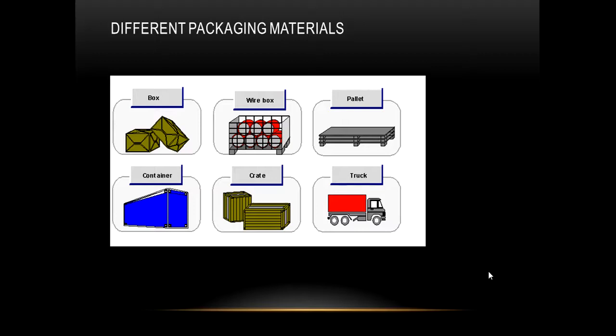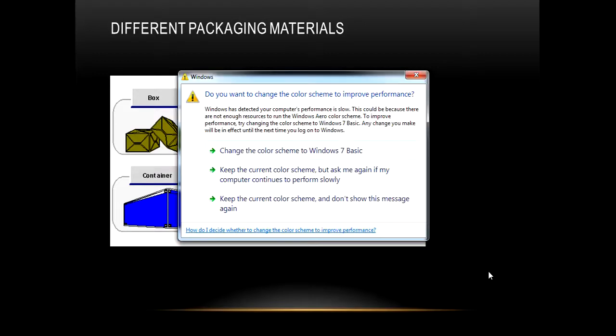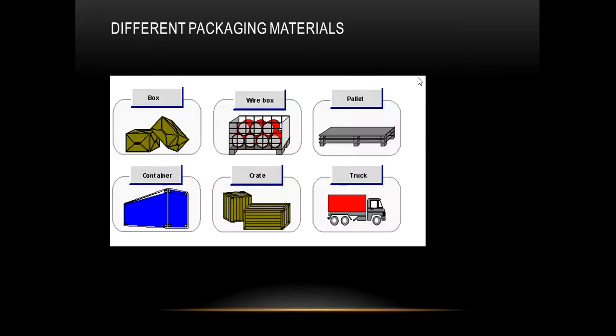So different packaging materials most commonly used in industries are, it could be boxes of different materials, or it could be wire boxes. In retail, mostly wire boxes will be used to maintain material. In stores, pallets, containers, crates, or even in case of multi-packaging, then trucks will also be considered as a kind of packaging entity.